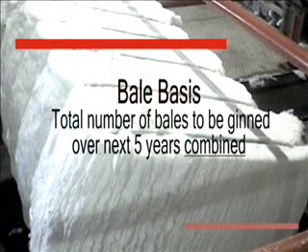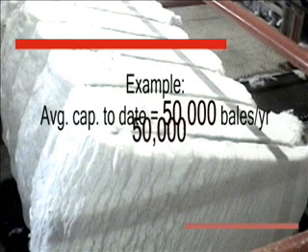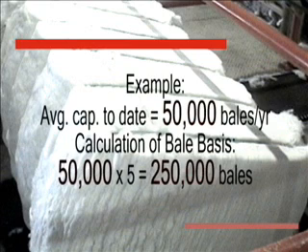For example, if a gin determines that it should be able to look forward to ginning about 50,000 bales each year for the next 5 years, a reasonable bale basis might be 250,000 bales. In reality, each year's production number may be much greater or less than 50,000 bales.